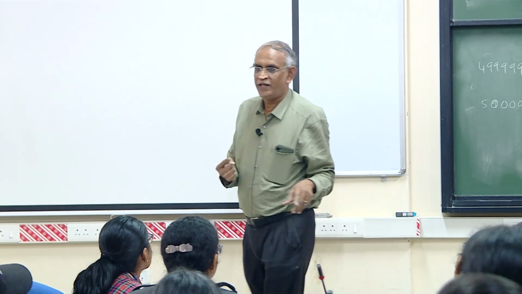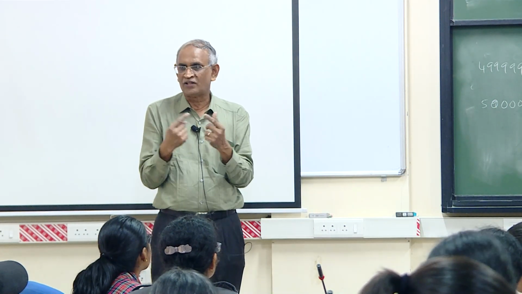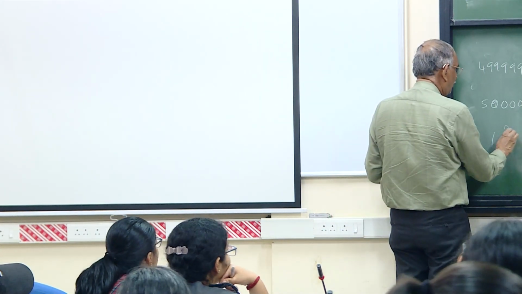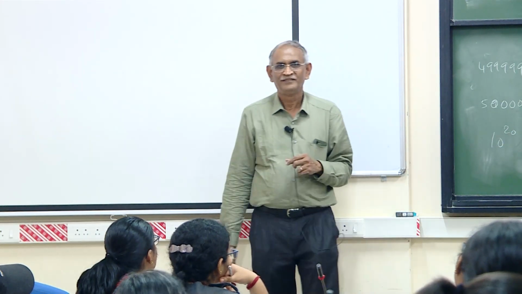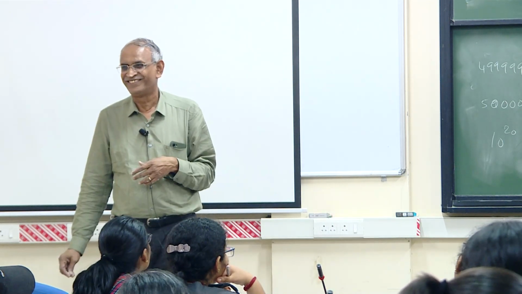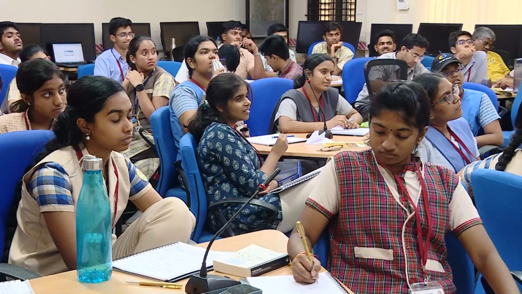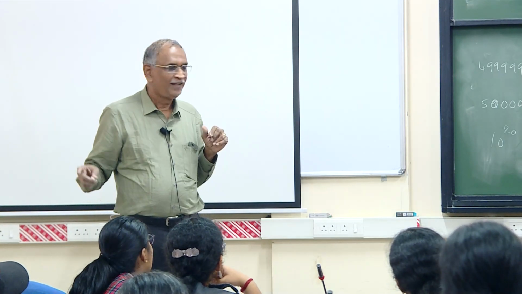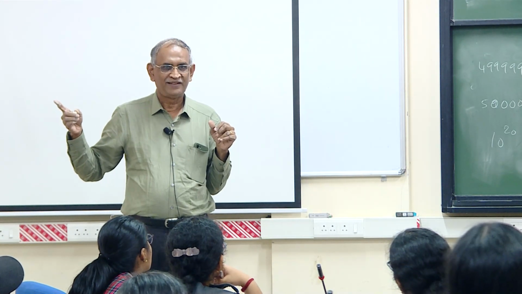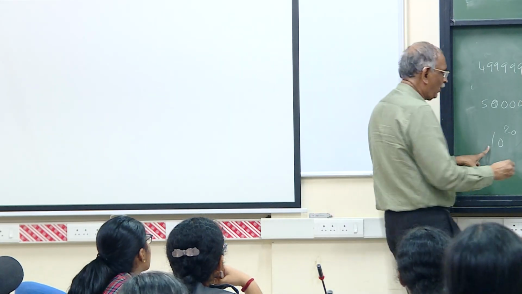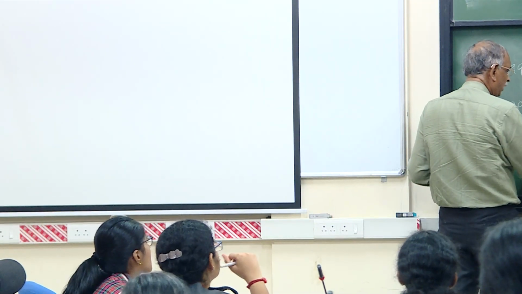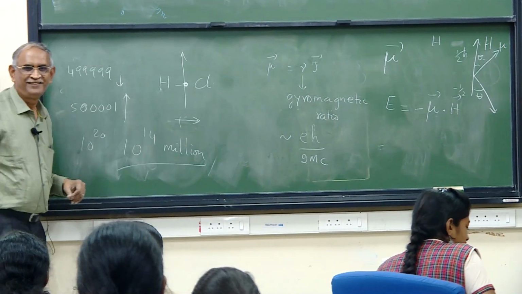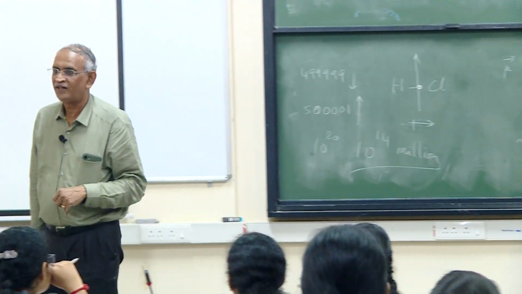But we don't have 500,000 protons. We have, in a small sample in the lab, usually 10 raised to 20 protons. So that's how many millions? 10 followed by 14 zeros million, right? 10 raised to 20 number of atoms.